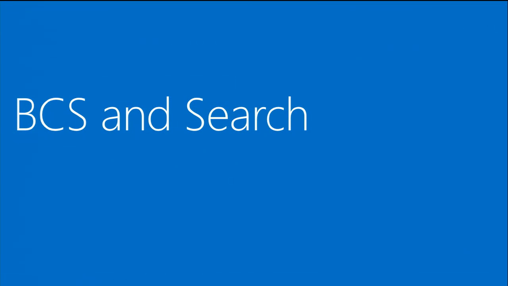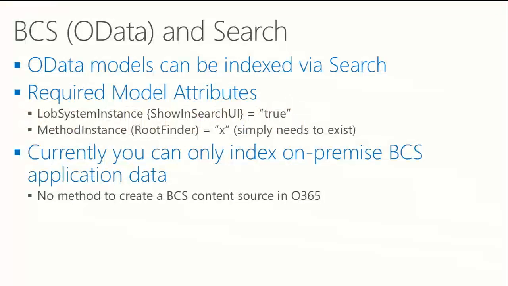So just real short and sweet. I mentioned before the idea behind search. I mentioned that OData models can be used to index in search. It requires attributes. Before I said you need to open up your ECT and set show in search URL equal to true, method instance root finder. And currently you can only index on-premises BCS, right? There's no method to create a BCS context source in O365, which is true. As I mentioned, my search before, even though it was using O365, was actually a hybrid scenario looking in the on-premises environment.